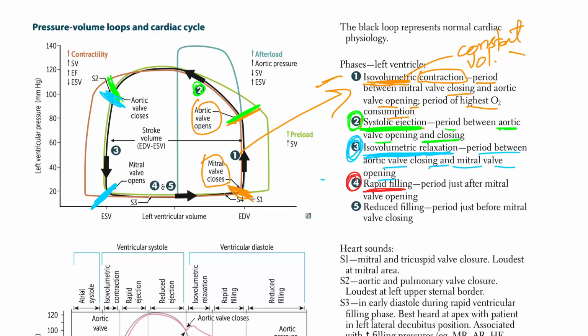What is rapid filling? It is the period just after the mitral valve opening. So fourth and fifth are together. What is fifth? Reduced filling, meaning the period just before mitral valve closure. So as you know, right away when you open the mitral valve from this point, the blood is just going to rush into the left atrium. When it rushes in, it's called rapid filling, and when it is filled enough, it becomes reduced filling. Simple, no rocket science about it, right?